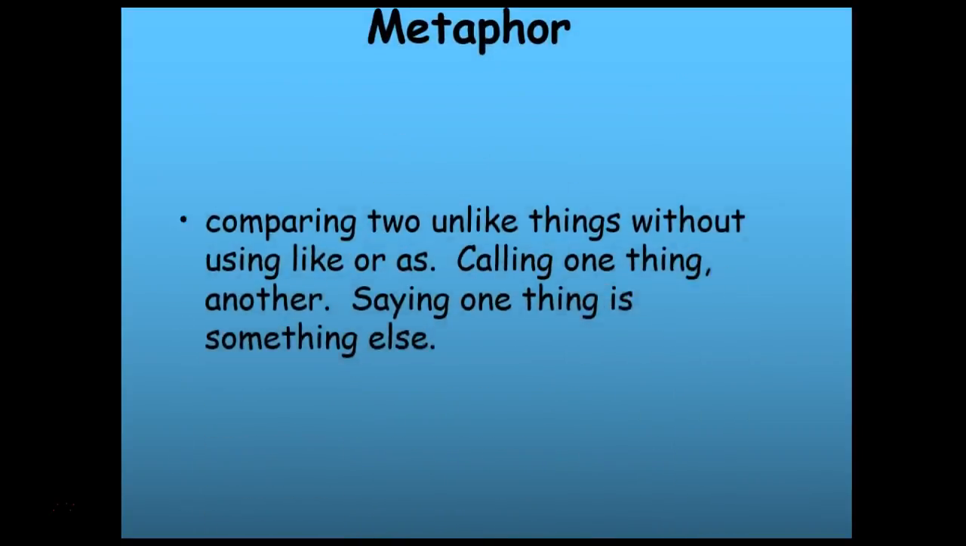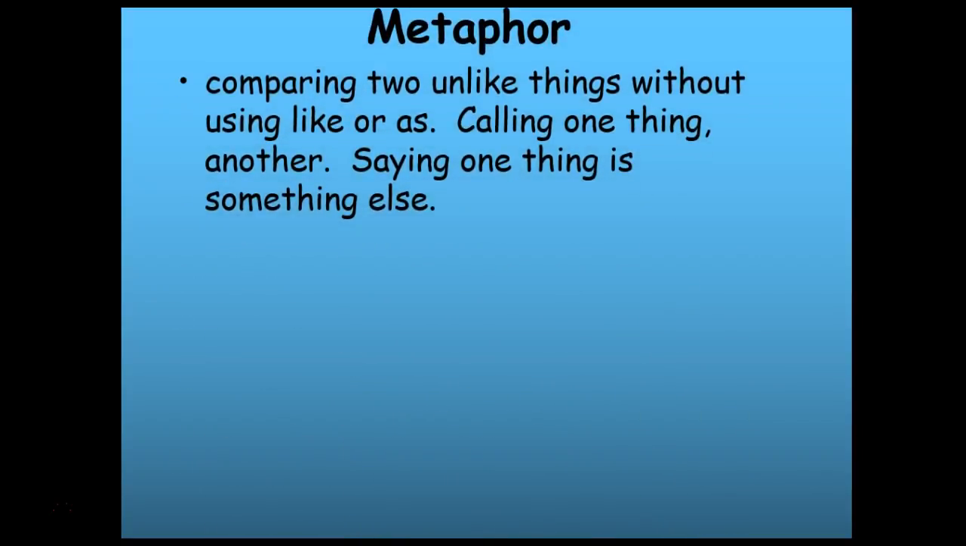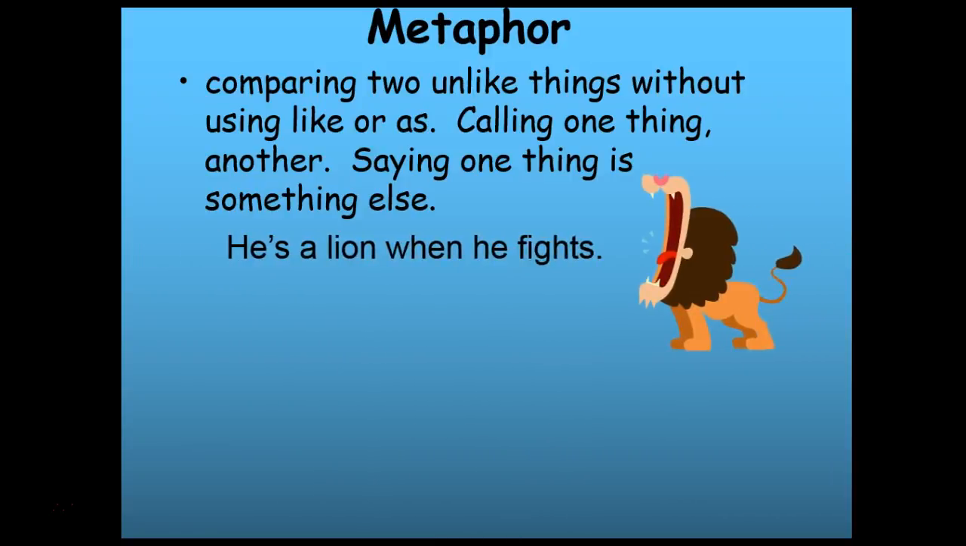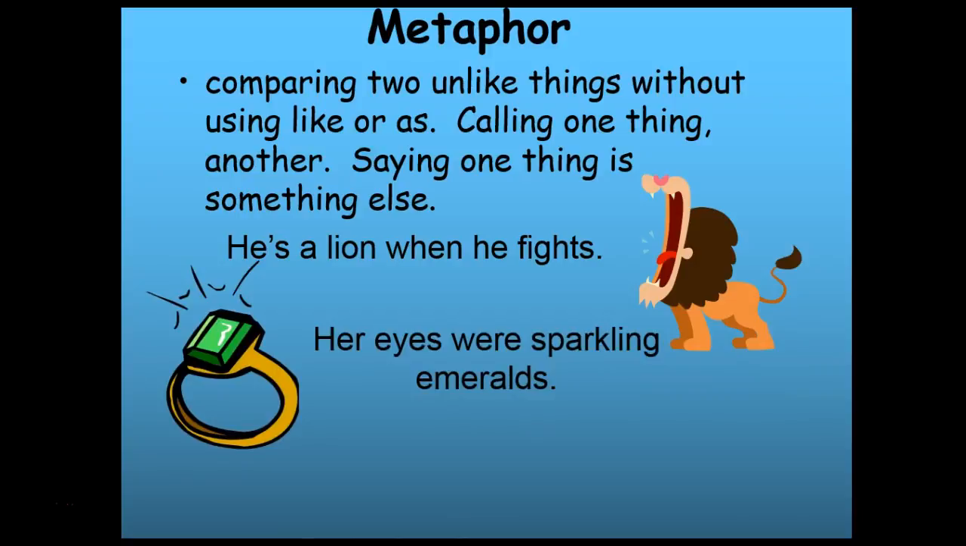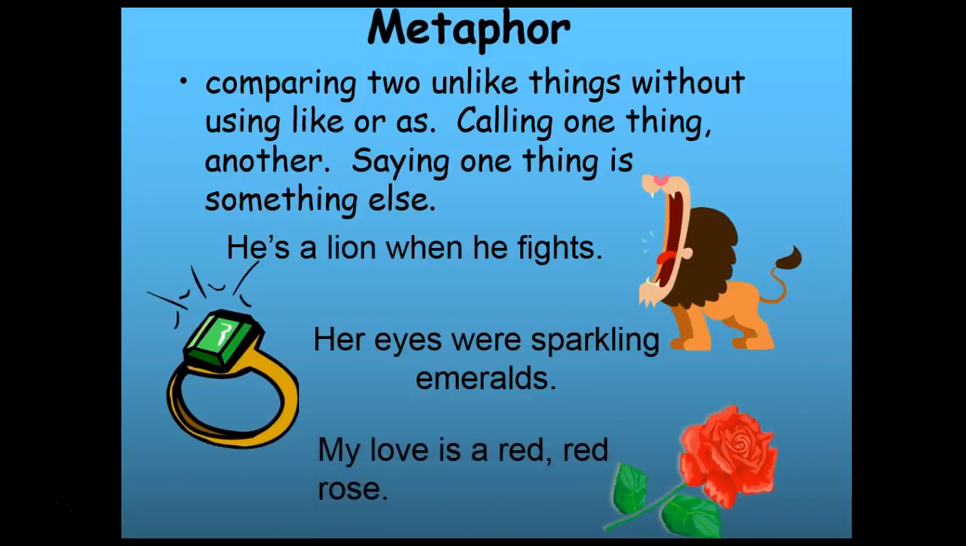So then we have metaphor. And this is also comparing 2 unlike things, but this time you do not use like or as. It's when you call one thing something else. For example, he's a lion when he fights. So you're comparing him to a lion, but you're not saying like or as. You're just saying he is that thing. Or, her eyes were sparkling emeralds. That's a metaphor. Or, my love is a red, red rose.